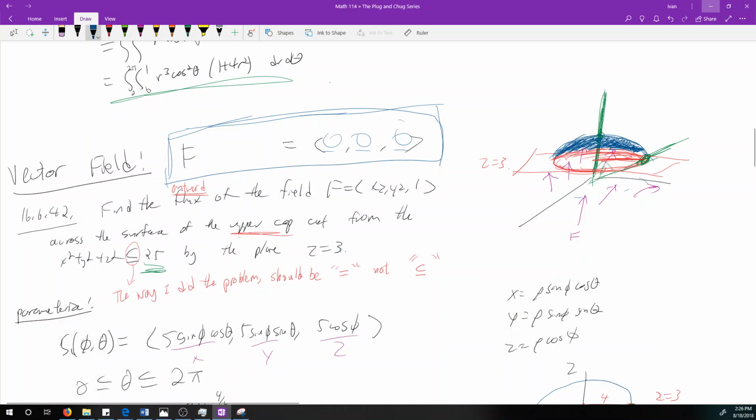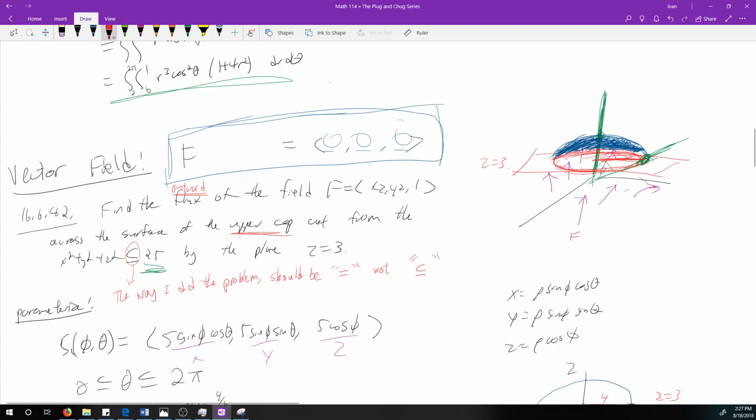So the way I thought it was, okay, you have a sphere getting cut by z equals 3, but it's going to be a hollow sphere. So I only need to find the flux through the top because there's no lid on the bottom, right? That was my thought. Well, it turns out there is a lid on the bottom. And why is there a lid on the bottom? Well, this less than or equal to sign tells me that there's a lid on the bottom.